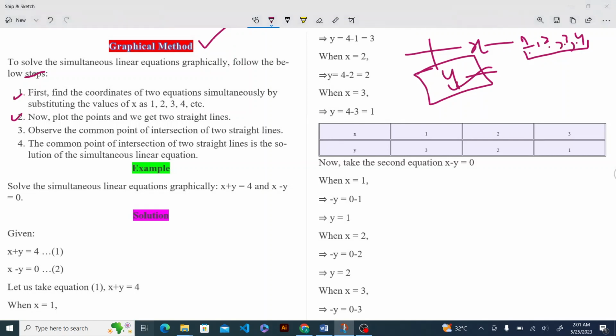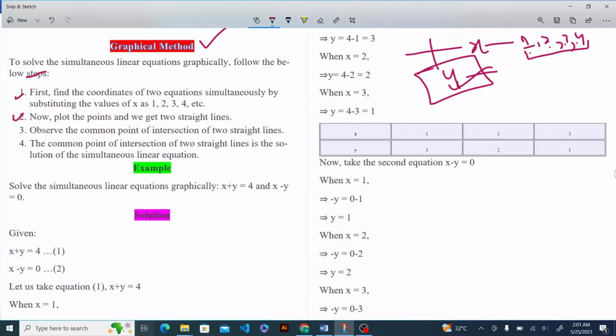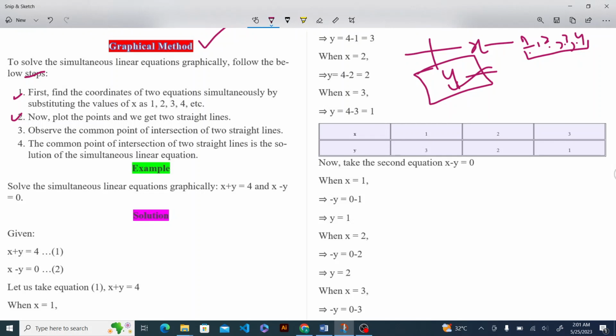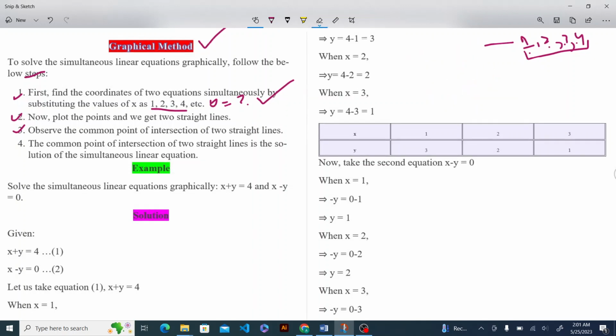Now the second step says, now plot the points and we get two straight lines. In the first step we have found the values of x and y by putting the values of x as 1, 2, 3, 4, and then finding the corresponding values for y. And in the second step we are going to plot those points which we have found in the first step. Now the third step is, observe the common point of intersection of two straight lines. Common point of intersection is that point at which two lines intersect.